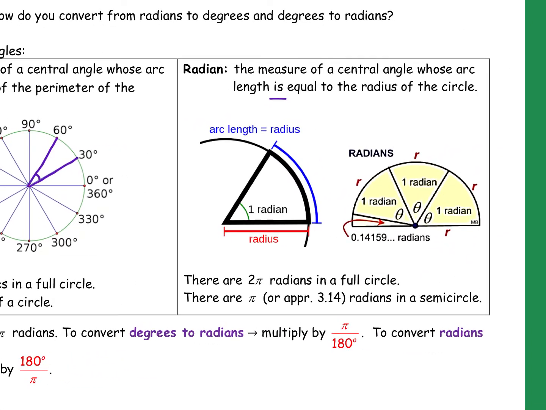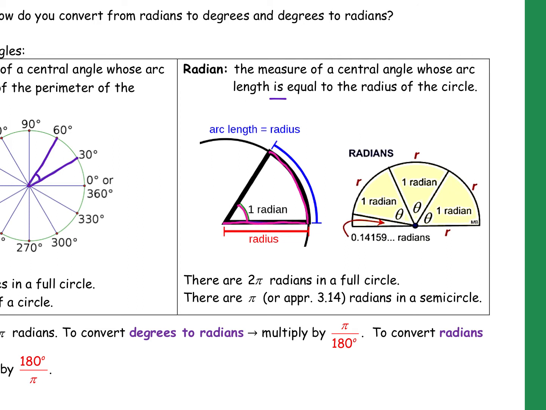A radian is a measure of a central angle whose arc length is equal to the radius of the circle. So if this is my radius right here, I guess I should do a different color so you can see it. Right here is my radius. Then I'm going to take that radius and put it here, and my arc length is the radius. That's called 1 radian.